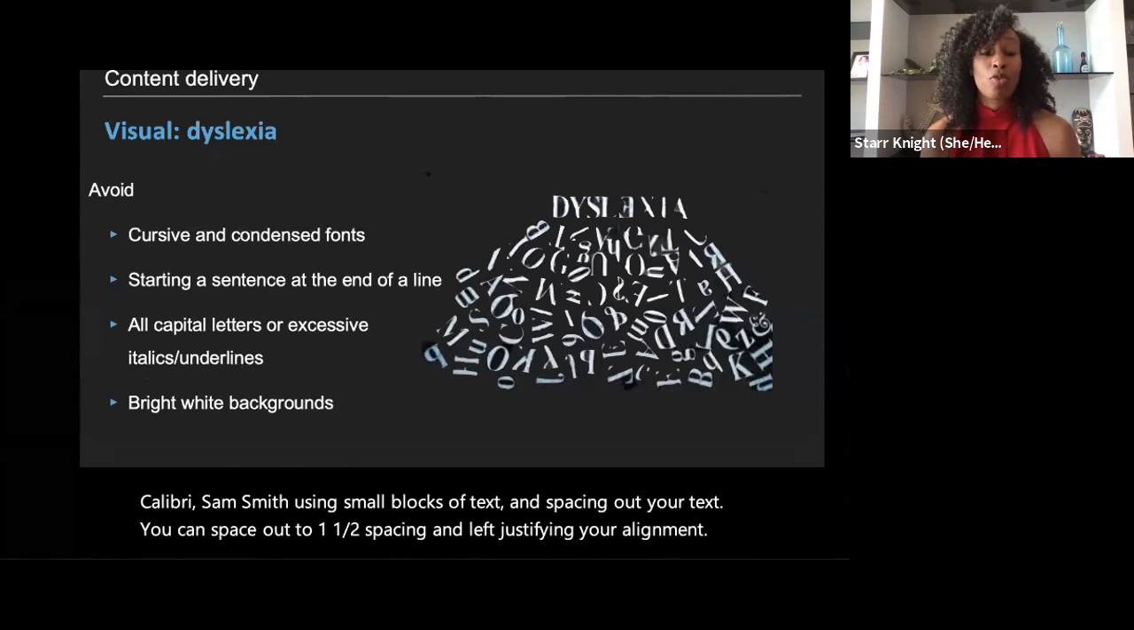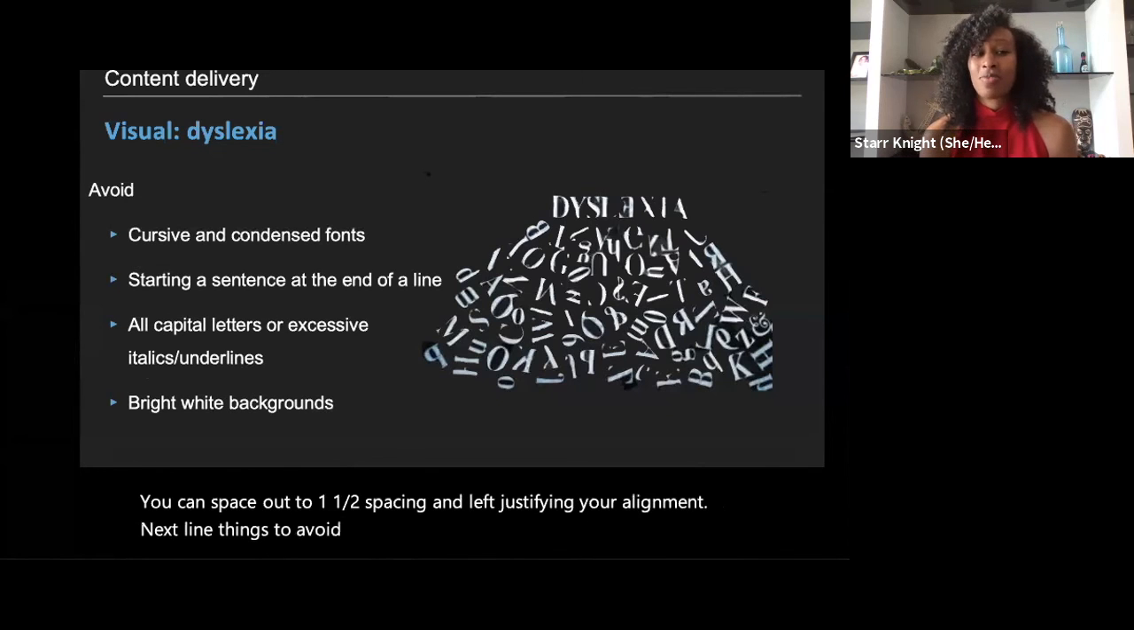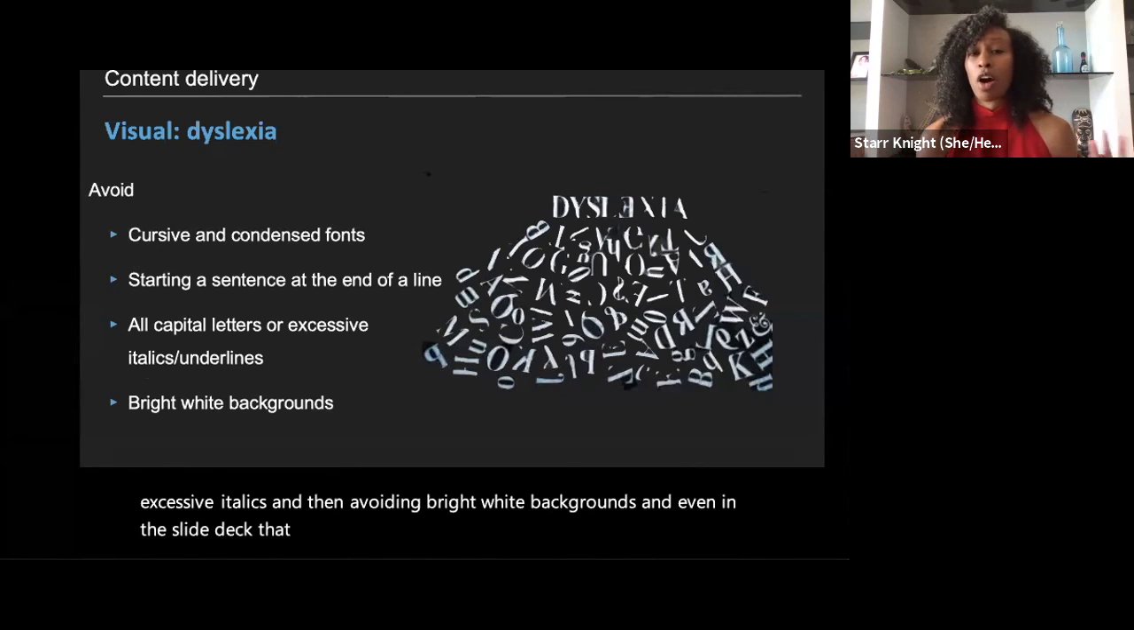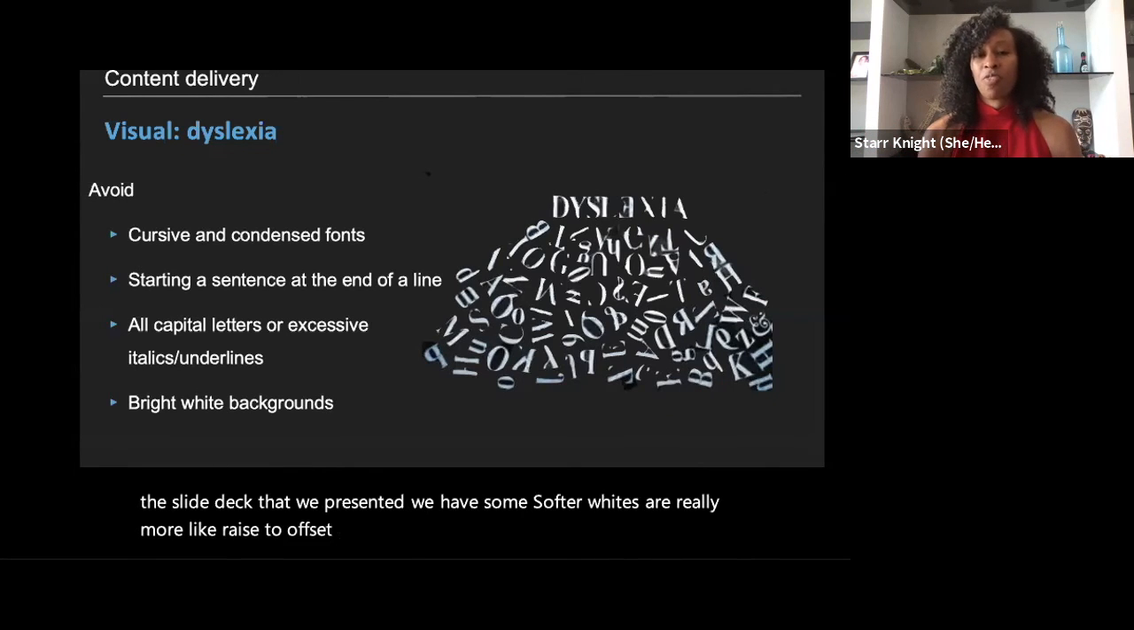Things to avoid would include cursive, condensed fonts, starting a sentence at the end of the line or the right side of the page, all capital letters or excessive italics, and then avoiding bright white backgrounds. And even in the slide deck that we presented, we have some softer whites, or really more like grays to offset glare, but really avoiding that very bright white.